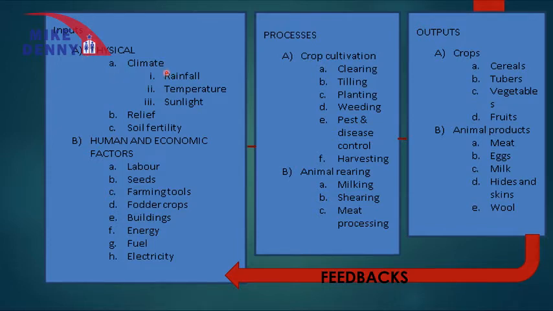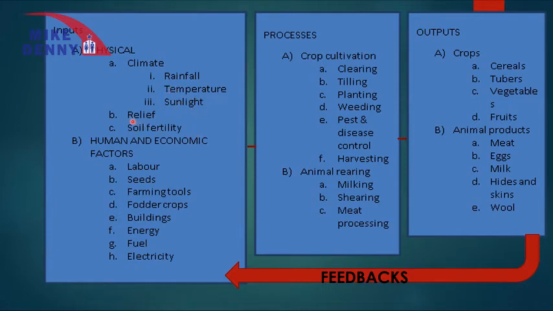For the physical inputs, we have rainfall. Rainfall comes into the farm as input and is under a physical component known as climate. Another important element of climate is the temperature, which comes in as an input into the farm. We also have sunlight, which is a physical input into the farm.